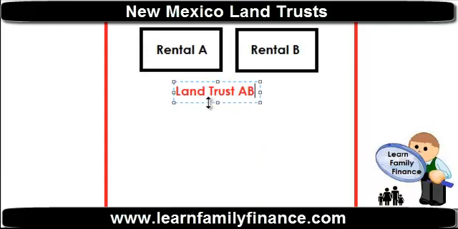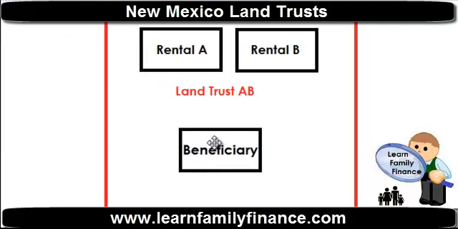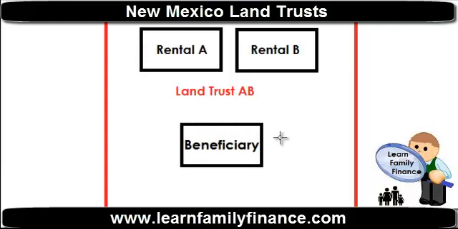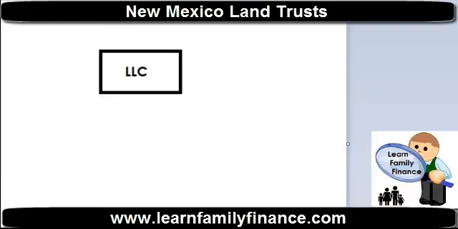So in the land trust AB, you're going to have to name a beneficiary, right? And so that beneficiary, if you're just going to name you or a person, here's the problem for that. This person will be exposed to any judgment on either rental A or rental B. So that's why you're going to have liability on that if you just have the land trust by naming a person as a beneficiary.